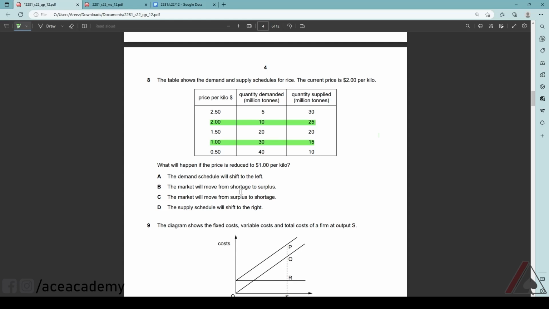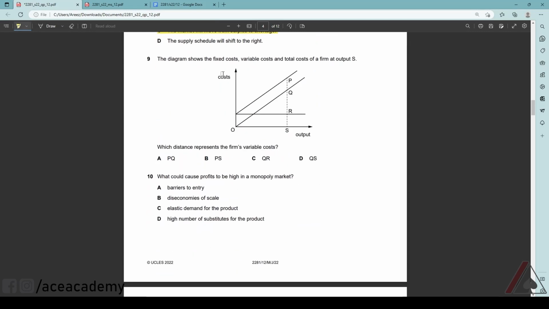The market would move from shortage to surplus. This essentially means that at $2 per kilo, there was a shortage and then it moved to surplus. But we know that when it was at $2, there was actually a surplus, and when it was at $1, there was a shortage. So B is not the answer, and C is the answer, right? Number D is a supply schedule would shift to the right. Again, there would be no shift, therefore A and D are out. So your answer would be number C. The market would move from surplus to shortage.